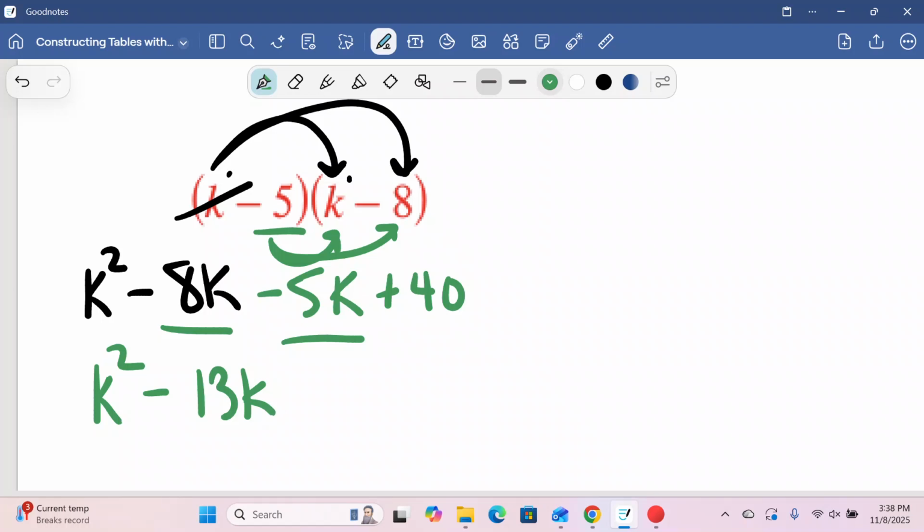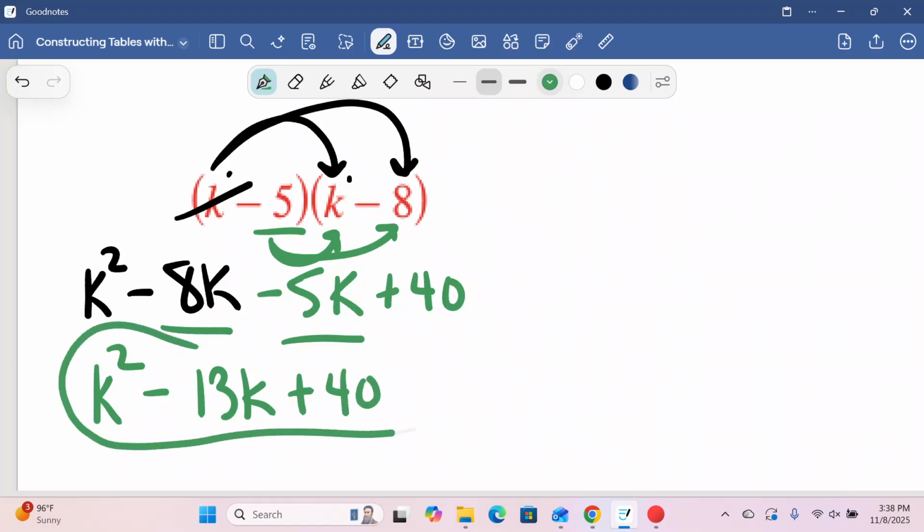And again, if you don't know how to add negative 8 plus negative 5 or negative 8 minus 5, all you have to do is input it into decimals and let decimals do the work for you. And then you bring down the positive 40, and that right there is your answer.